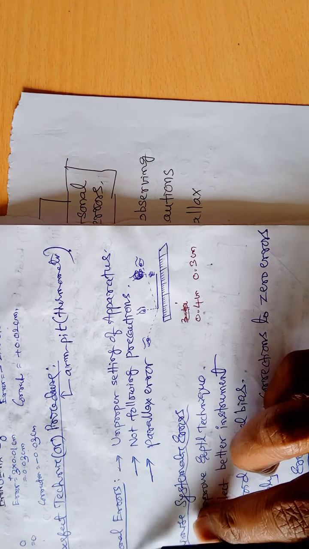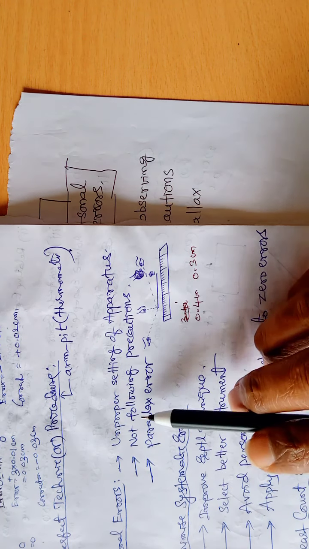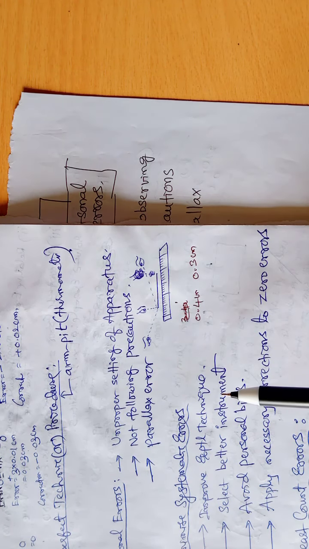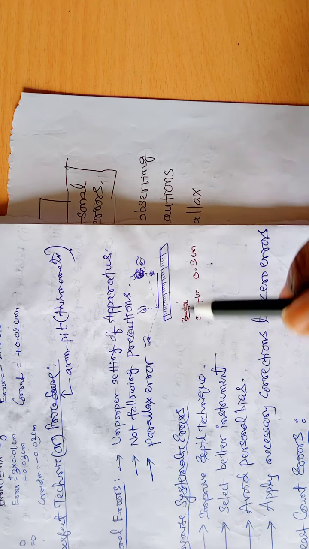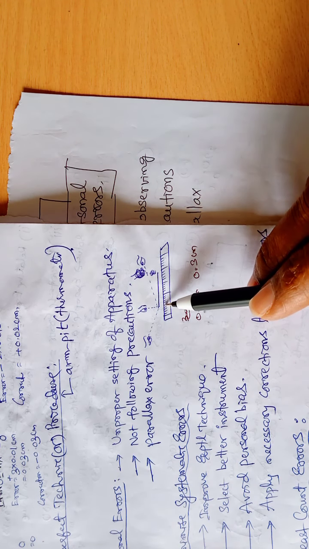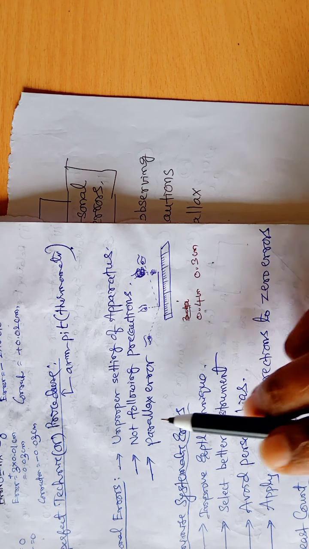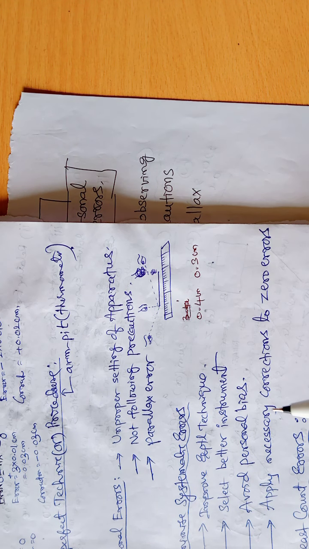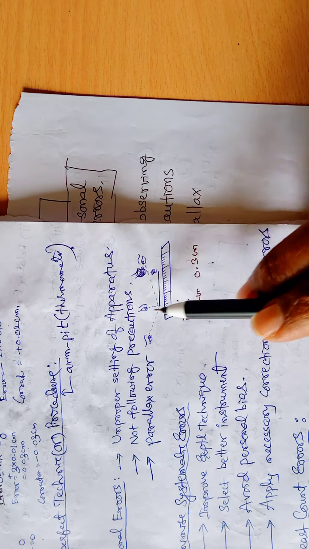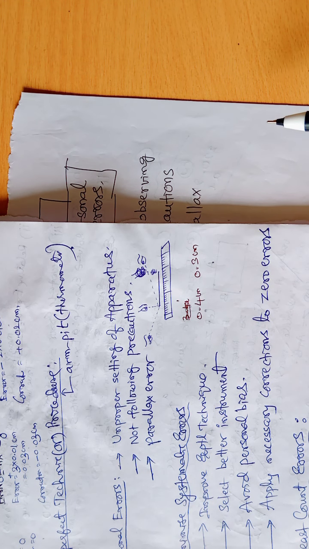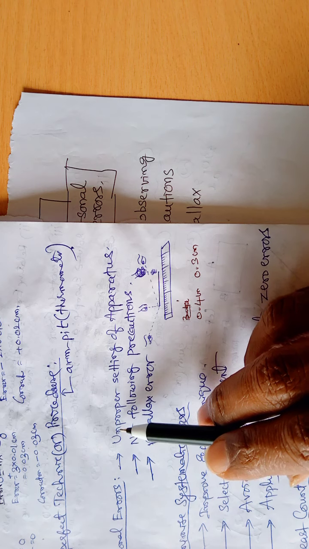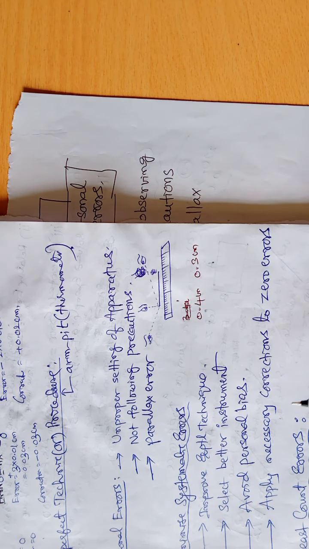So we are discussing personal errors, no? One is not following precautions. That is responsible for personal error. Second one, parallax error. Not looking vertically is known as parallax error. So to avoid the parallax error, you must always look at the reading vertically. Third one, improper setting of apparatus. The apparatus must be properly set.